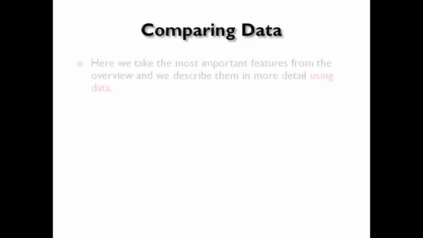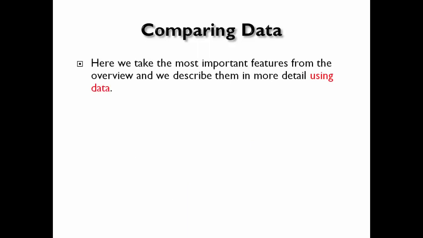So now we're going to stop looking at graphs over time, and we're going to look at graphs and charts which either have no date or just compare 1 or 2 dates, so they're not over time. Here we take the most important features from the overview and we describe them in more detail using data. So we use data to support our ideas.